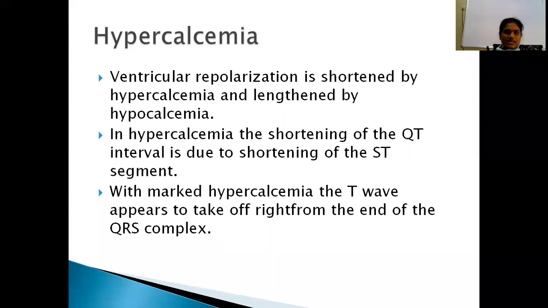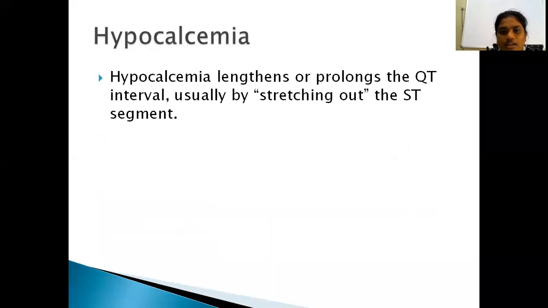Then hypercalcemia. Ventricular repolarization is shortened by hypercalcemia and lengthened by hypocalcemia. In hypercalcemia, the shortening of the QT interval is due to shortening of the ST segment. With marked hypercalcemia, the T wave appears to take off right from the end of the QRS complex. In hypocalcemia, the QT interval is prolonged, usually by stretching out the ST segment.